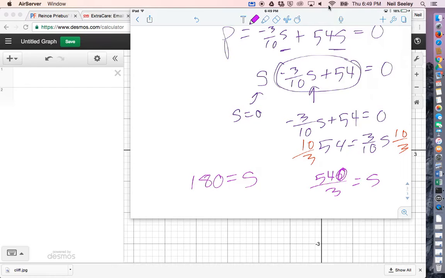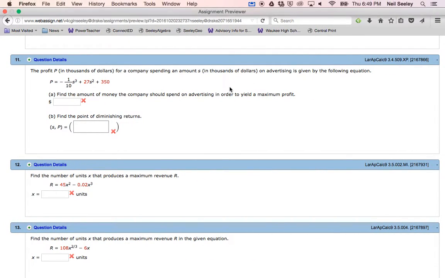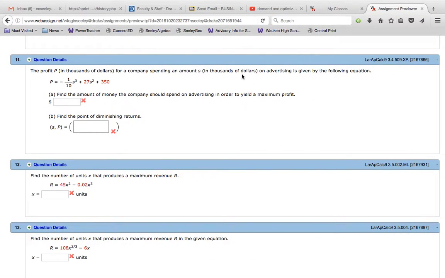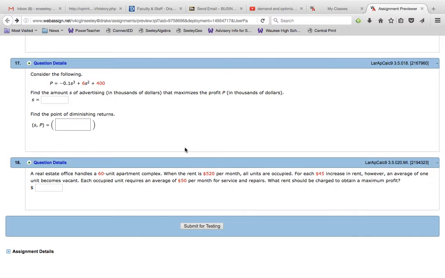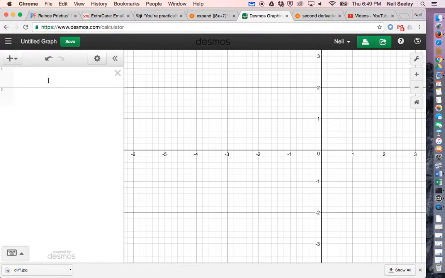So let's go get the context straight so that we know what we're dealing with. It says S is thousands of dollars in advertising. So $180,000 in advertising is going to give us some interesting moment, just like 0 will. These are the two critical values, places where a peak or a valley occurs. So when I go to my graph, I'm pretty well informed about what to expect.